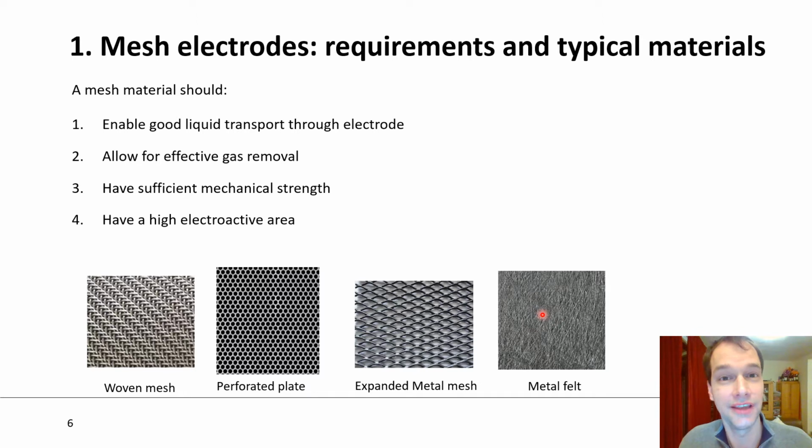So that is attractive. On the other hand, for metal felts, you could worry a bit about gas removal, because if a bubble is stuck here in the wrong place, it's probably not so easy to get it through this felt to the other side. And this also brings me to the different materials that you can use: meshes, perforated plates, expanded metal meshes, or this metal felt. And it really depends on the application. For example, if you have gas generation or not, or how important your liquid transport to the electrode is, what is the preferred material. So it's really application dependent.